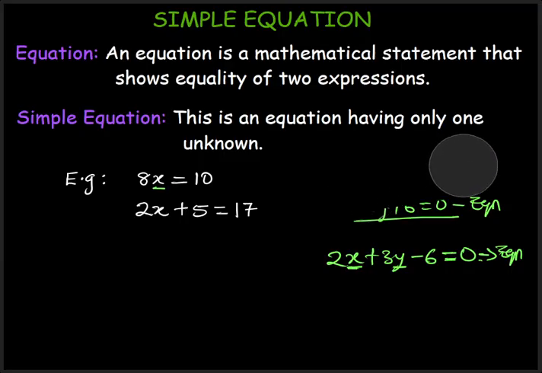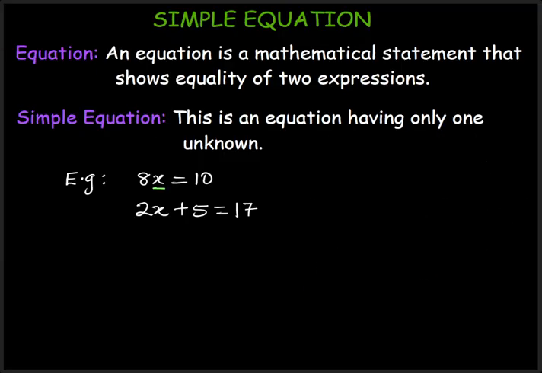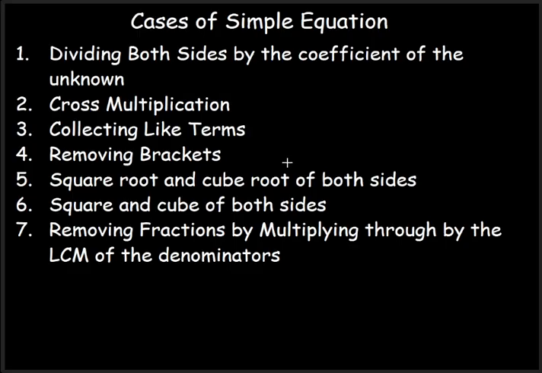And then the key things we'll be looking at for this particular class is just the different cases that we use to solve all kinds of simple equations. So let's see cases of simple equation. At this level, any simple equation we are solving makes use of at least one of these cases. What's the first one? The first one says dividing both sides by the coefficient of the unknown. That's where we'll start our next class from. The second one is cross multiplication. Number three is collecting like terms.